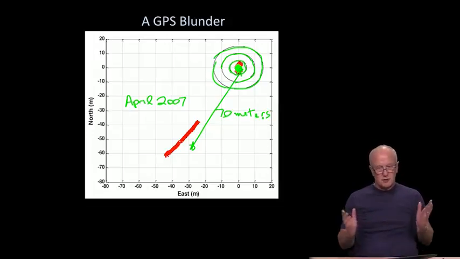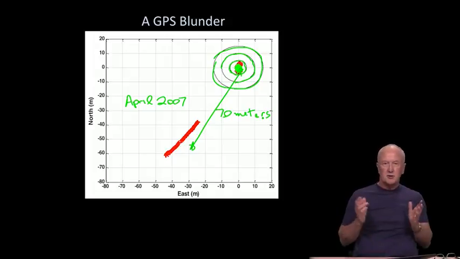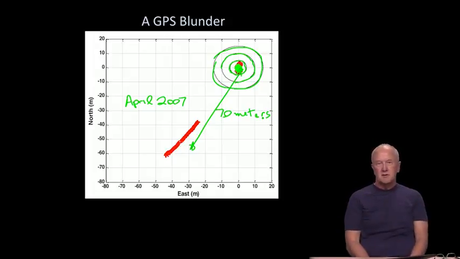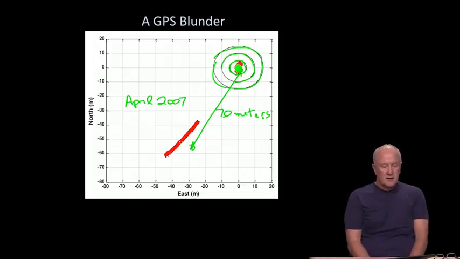That is too large for an aircraft approaching and landing at an airport. 70 meters means that you're not on the runway. You're certainly not in the center of the runway that you wanted to land at. You're well offset either to the left or the right. So two things are really, really important about that.